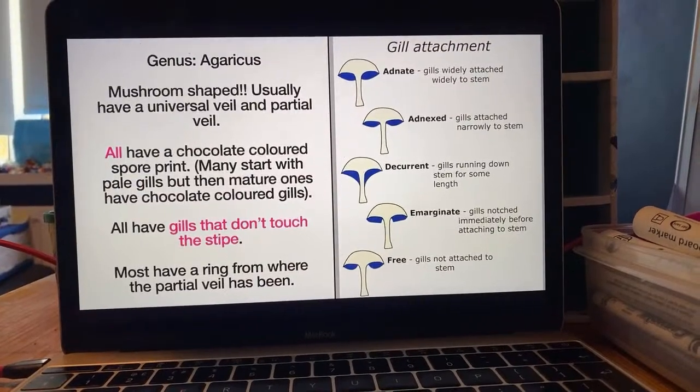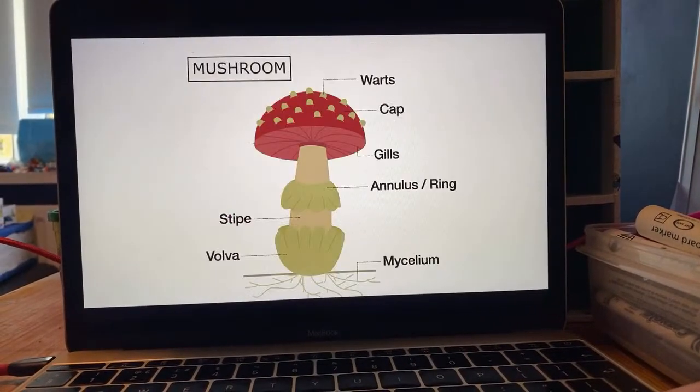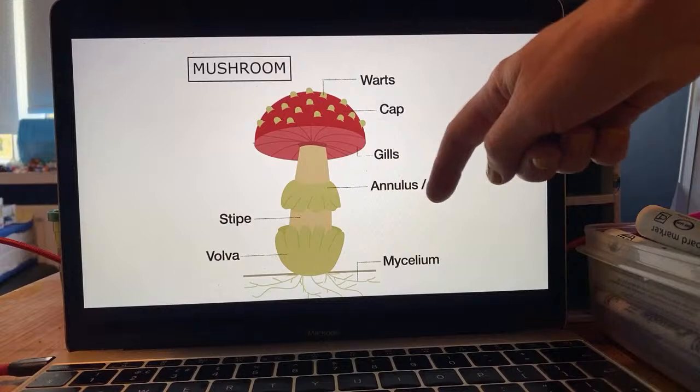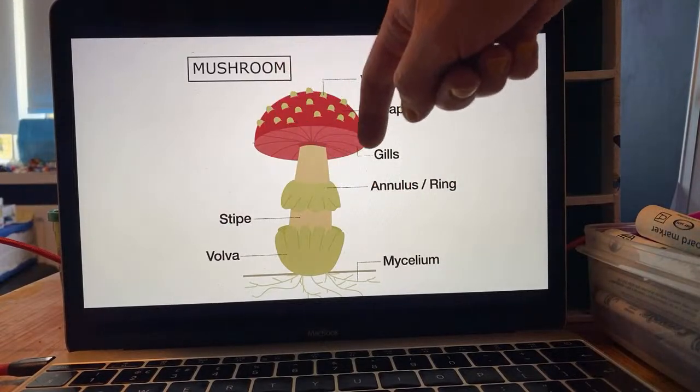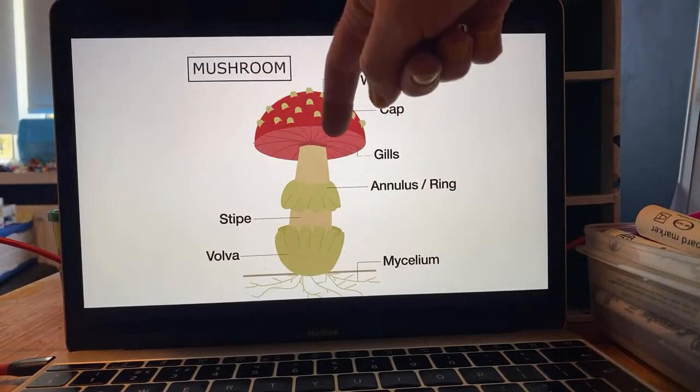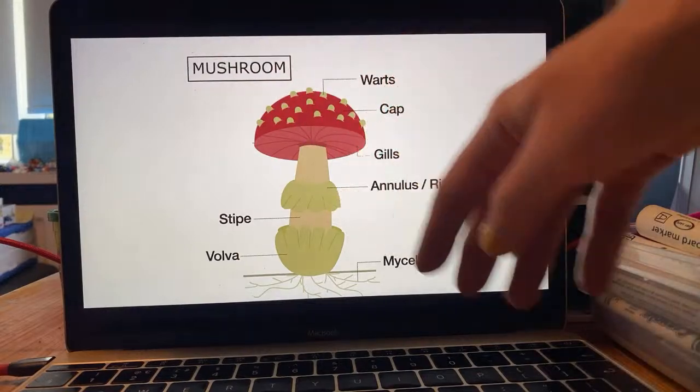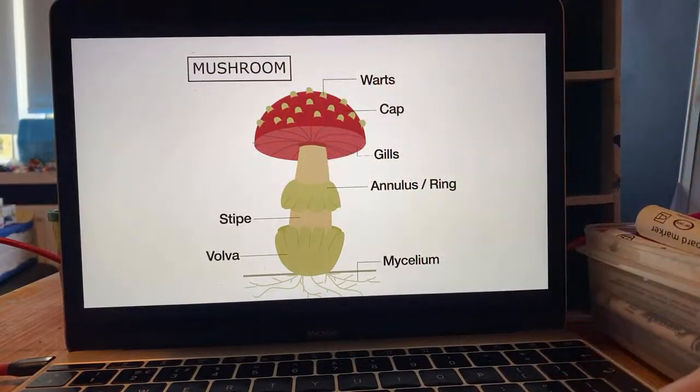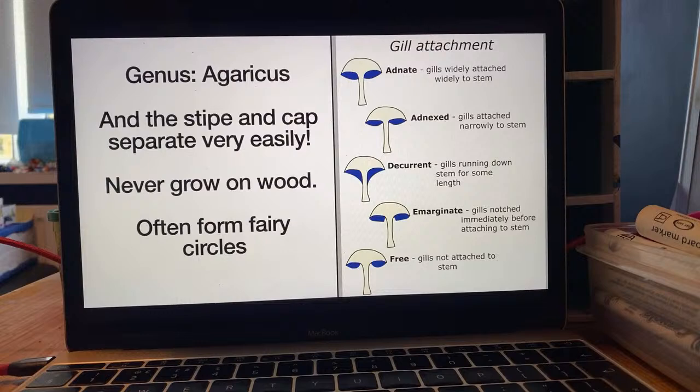And most of them have got a ring from where the partial veil has been. You remember the ring? The partial veil is the bit that covers the gills while the mushroom is growing. And then when the mushroom gets bigger, it sort of pops off and becomes this ring. And the stipe and the cap separate very easily. It's very easy to sort of snap the stem off. They never grow on wood, and they often form fairy circles.